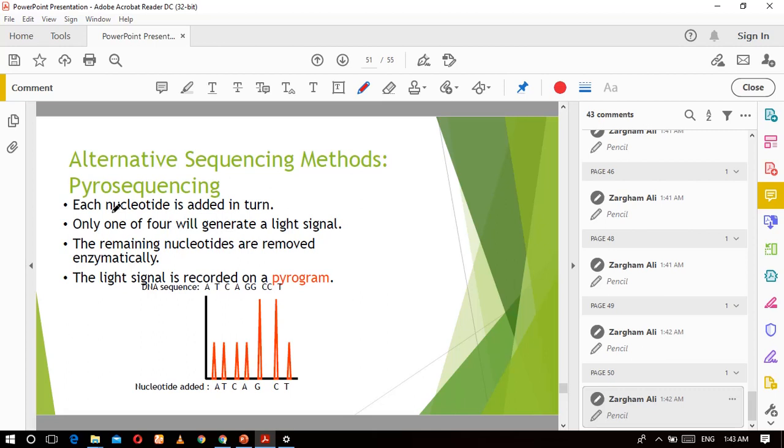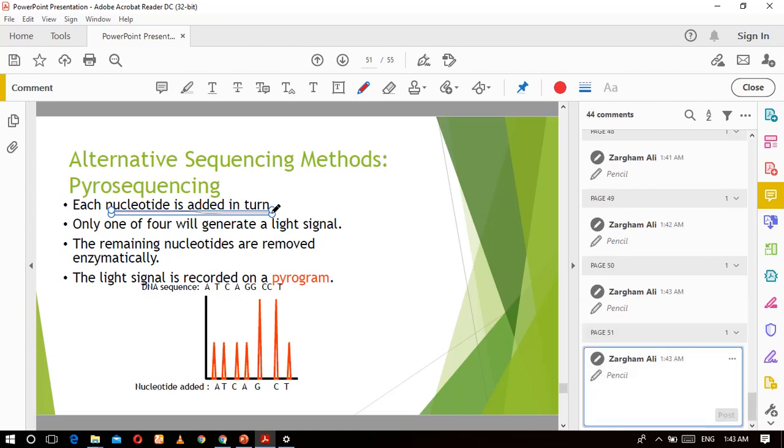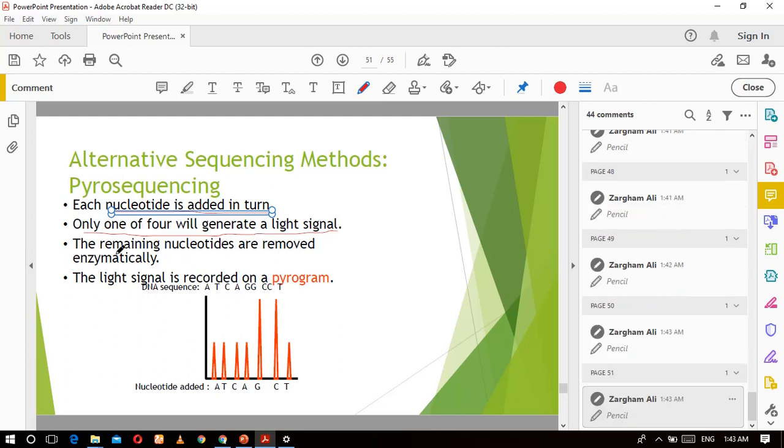In this method, each nucleotide is added in turn, which means that we can add only one nucleotide at a time. Only one of the four will generate a light signal. The remaining nucleotides are removed enzymatically, and the signal is recorded on the pyrogram.